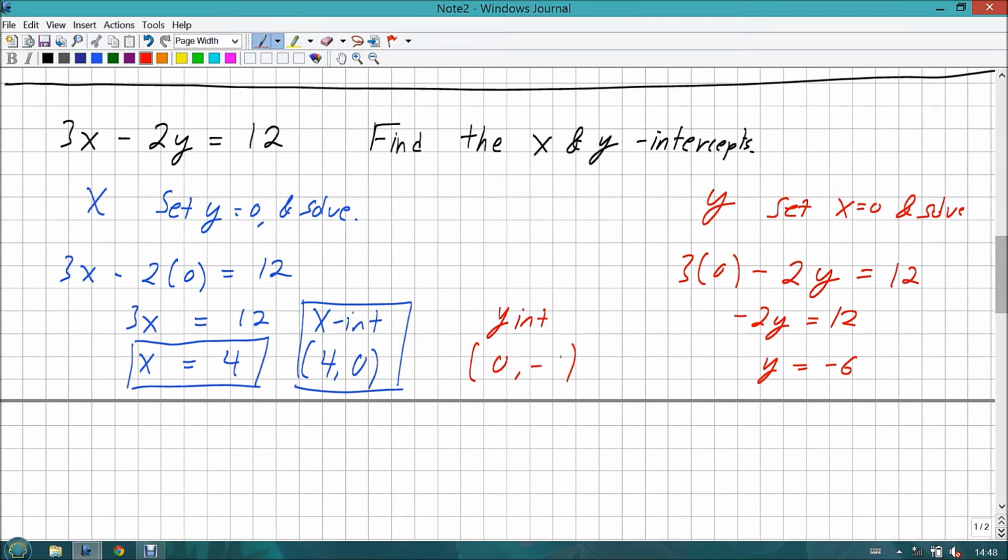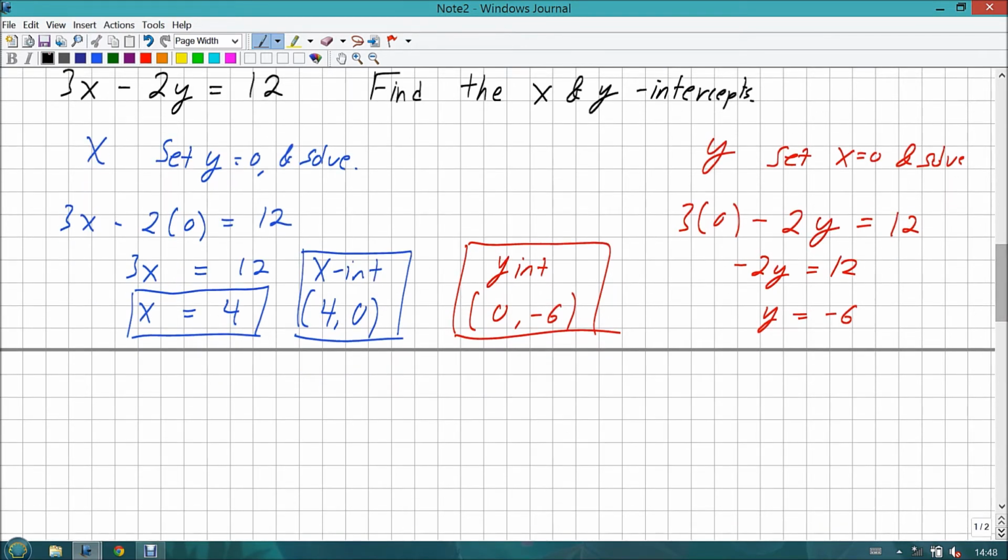0, -6. Gotta love that chocolate syrup on top. Pretty easy stuff? Yeah, I thought so.